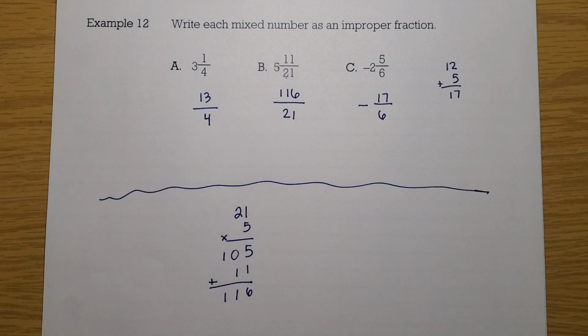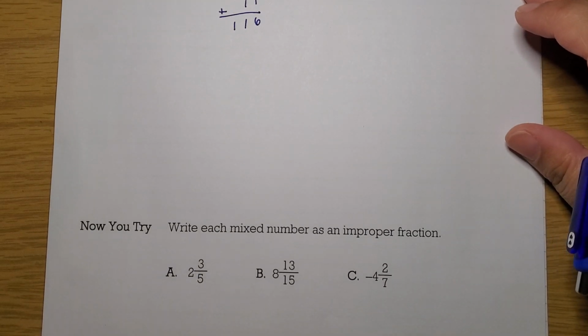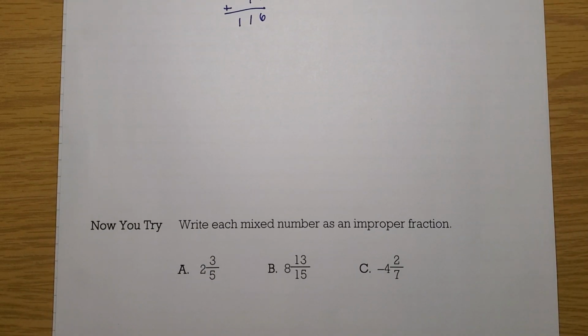So that's it. That's how you convert from a mixed number into an improper fraction. I've got a few problems down here if you want to try them out on your own and see how you do. In the next video, we'll be working these problems the other way. So we'll start out with an improper fraction and turn it into a mixed number.